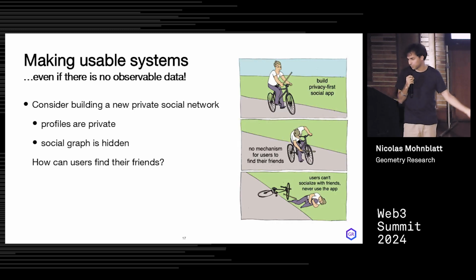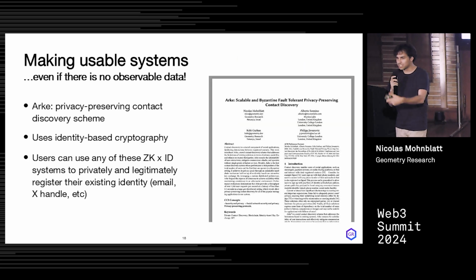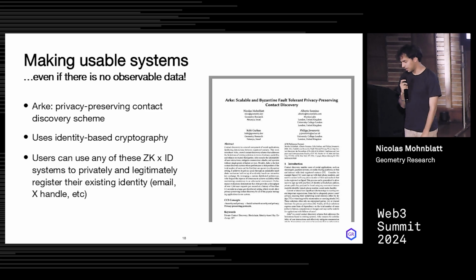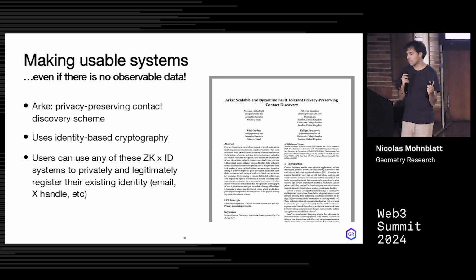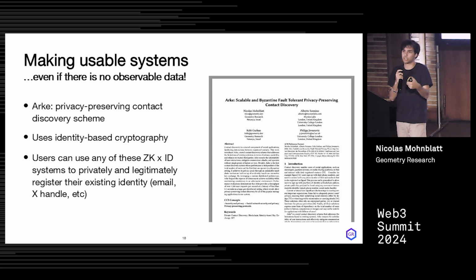And so you end up in this unfortunate construction. So what can we do? This is something we've tackled in a recent paper to be published at CCS: how can we do contact matching, contact discovery, in a privacy-preserving way? And to do this, we needed identity-based cryptography.